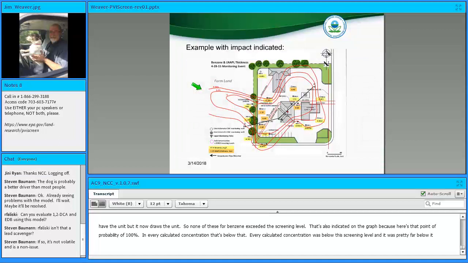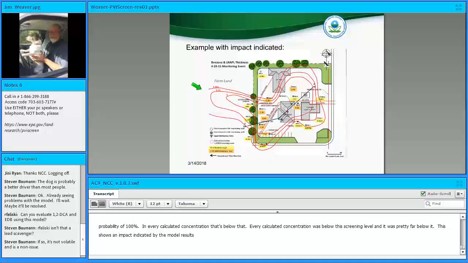This example, which is also in the user's guide, shows when there's an impact indicated by the model results. This shows, again, a leak at a convenience store. The red lines are benzene concentration contours, and the innermost contour is 5 milligrams per liter in groundwater.